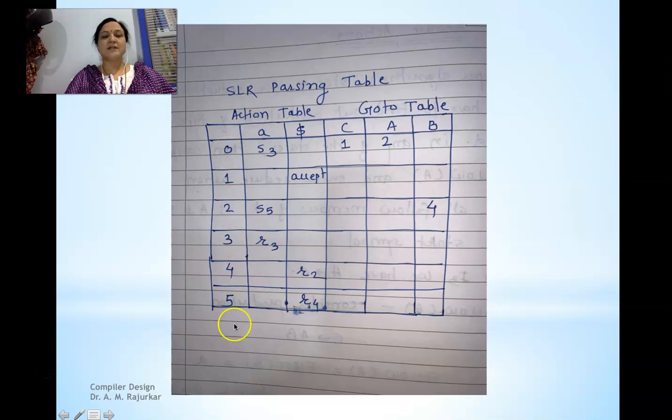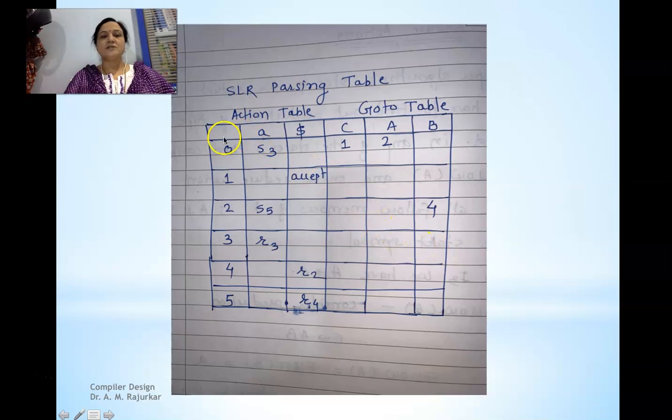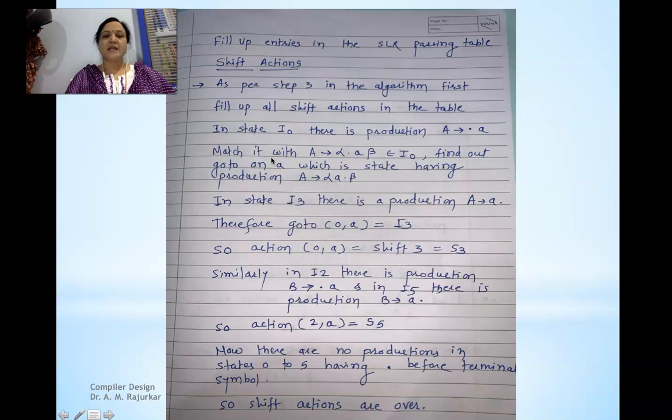So in this example there are 6 states, I0 to I5. So there will be 6 rows: 0, 1, 2, 3, 4, 5. There will be 6 rows. So now as per this example the action is [0, A] equals S3. So fill up row index 0, column index A, with the entry S3.